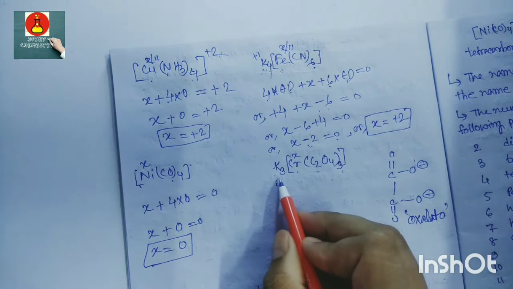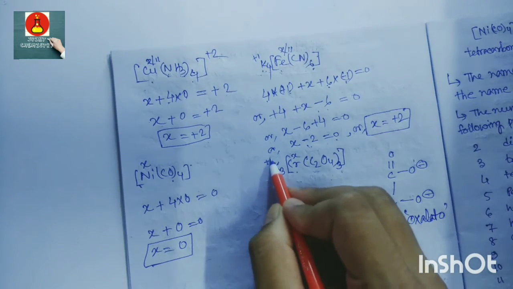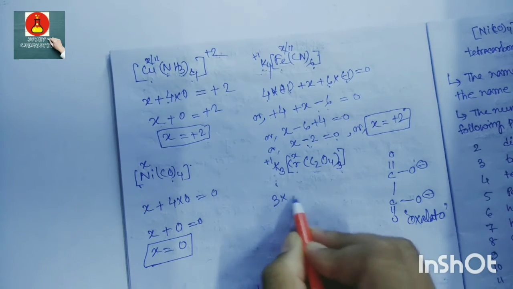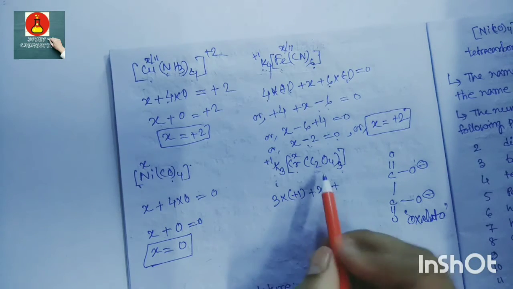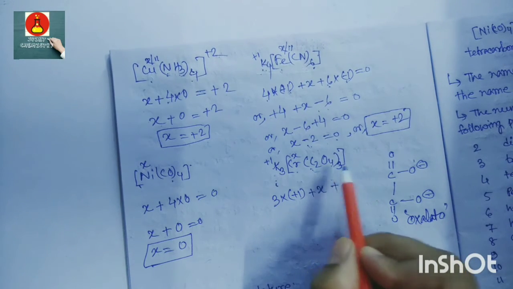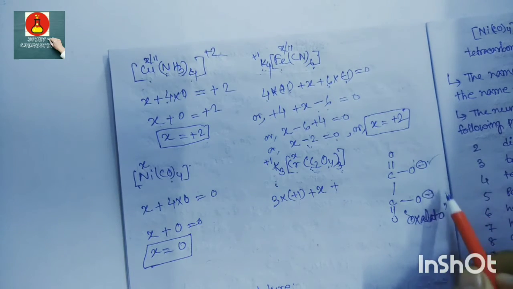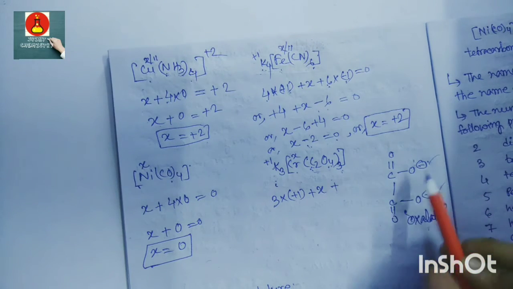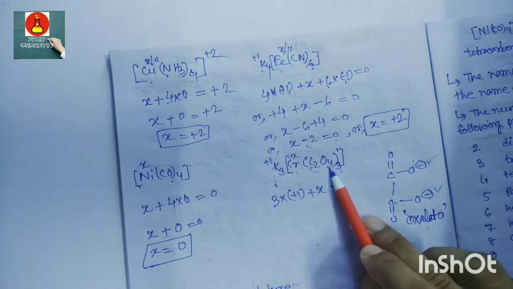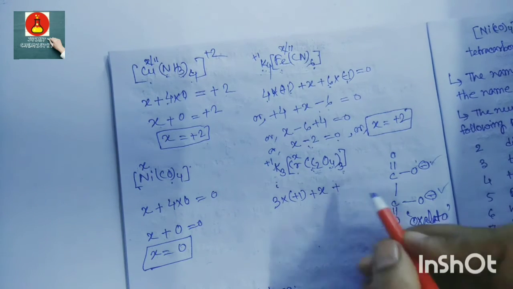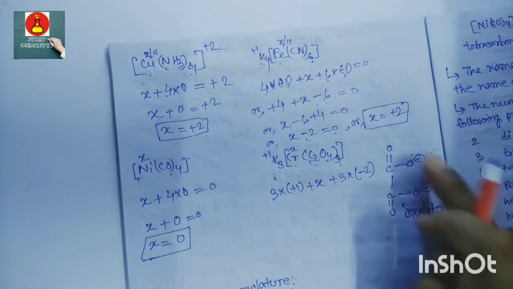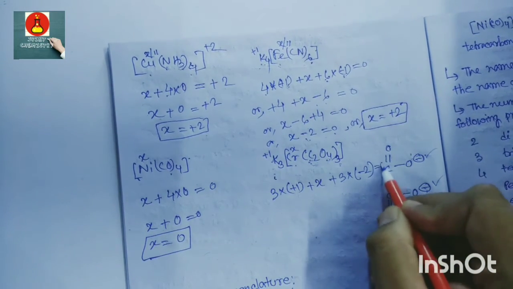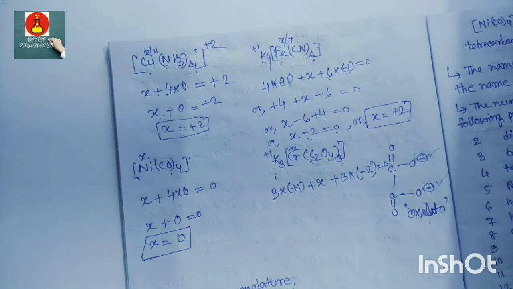Now there are 3 potassium, each of them contributes plus 1 charge, so there will be 3 into plus 1, plus x. Now there are 3 C2O4, and each of these C2O4 contributes 2 minus charge, as we can see in the structure of the oxalato or oxalate. So it will be 3 into minus 2, because each of them contributes 2 minus charge, right? The sum is equal to 0, because there is no charge outside of this complex.